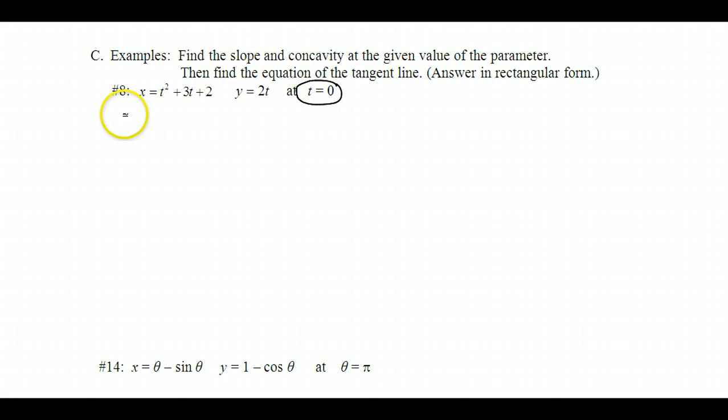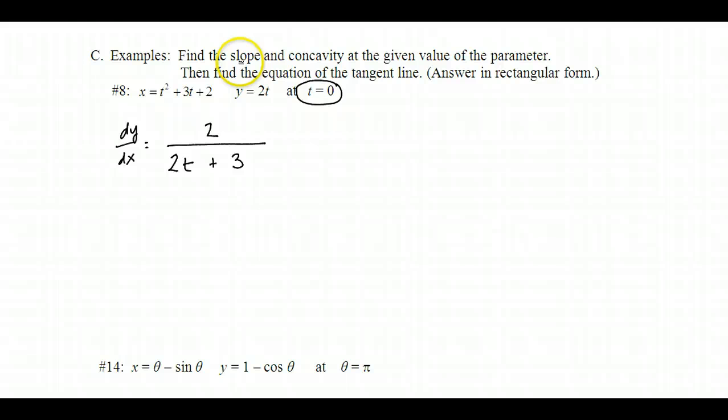All right, well, slope and concavity. Slope is incredibly easy. Change in y with respect to x. Well, your change in y is just 2. The change in x is 2t plus 3. So super easy to take our derivative. Well, now we can find the slope at our given point. So if t is equal to 0, our slope is going to be 2 divided by 2 times 0 plus 3. So our slope is 2/3.